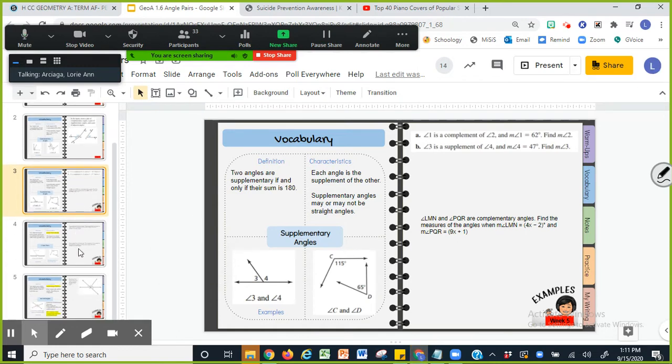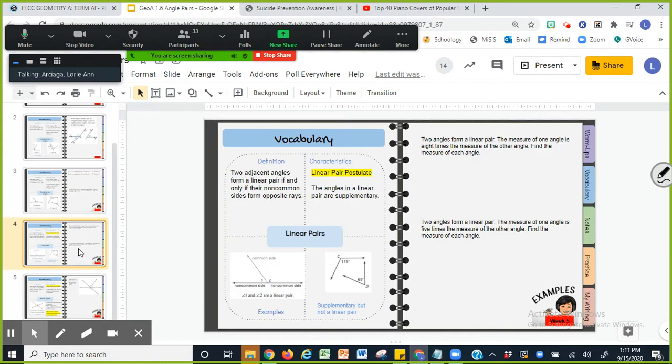And in number 4, there you go. So I mentioned this earlier. Linear pairs are those angles that have a common side in the middle, and they also share a vertex. So they share that point in the middle. Now, the two non-common sides are forming a straight line. That's why it's called linear pair, right? Okay, so two adjacent angles form a linear pair if and only if their non-common sides form opposite rays or a straight line.